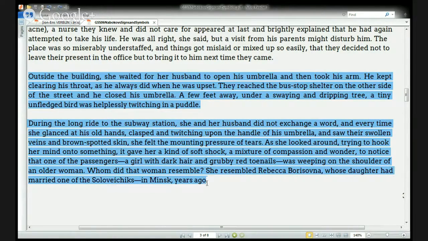So, where are these people from? Where's Minsk? So they're not American. Where are they from? Russia. Right. And this is written in 1948, so who knows exactly when they came over, but it's very clear that they're somehow not part of the culture. And look at that. She starts to reminisce about being back, about Rebecca Borisovna, one of the Soloveys in Minsk years ago. Look, there's no dialogue here. But if there was dialogue, what do you think she would be saying to her husband?